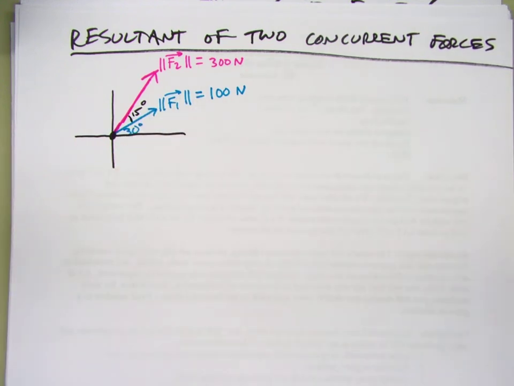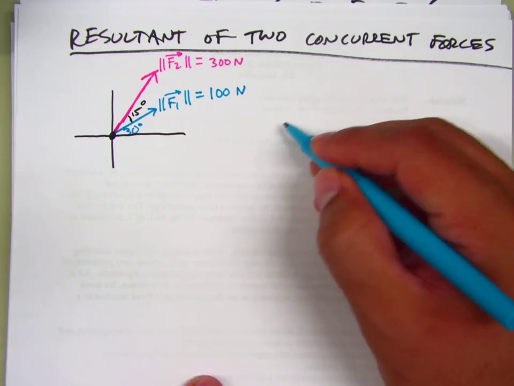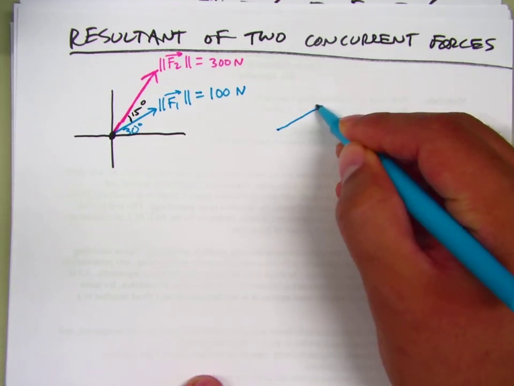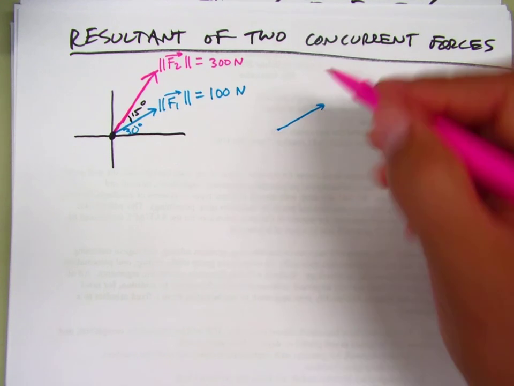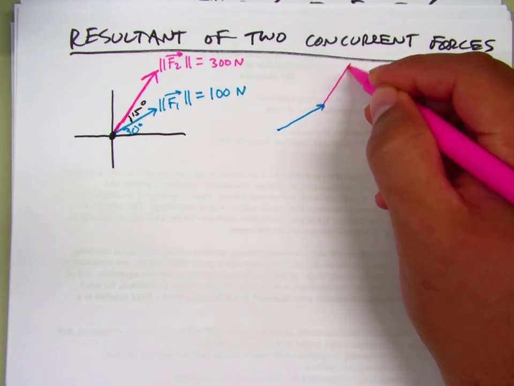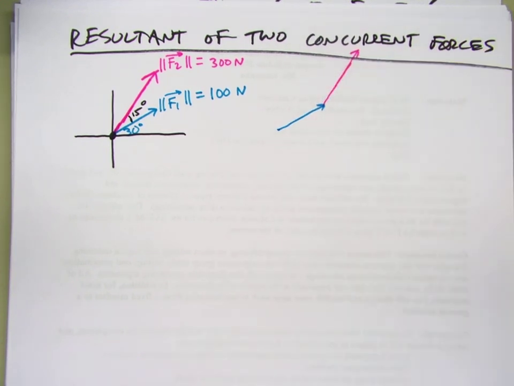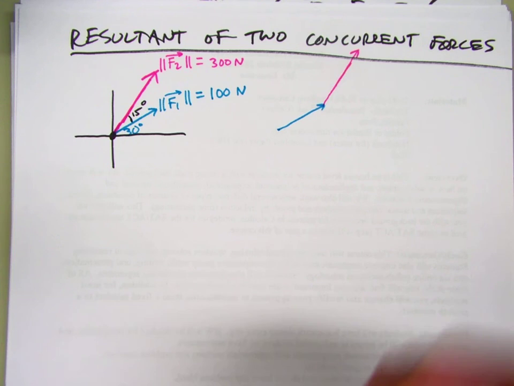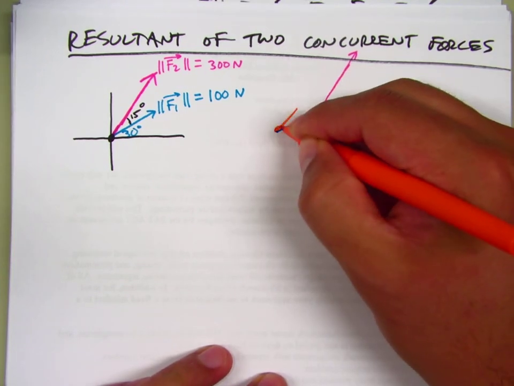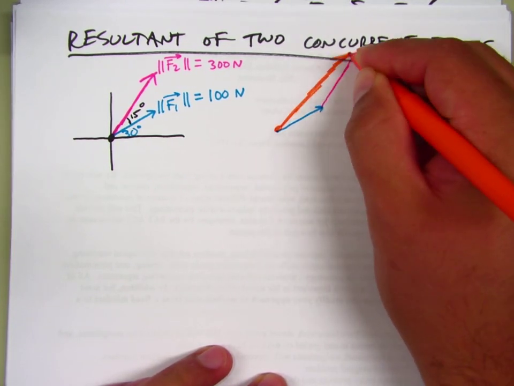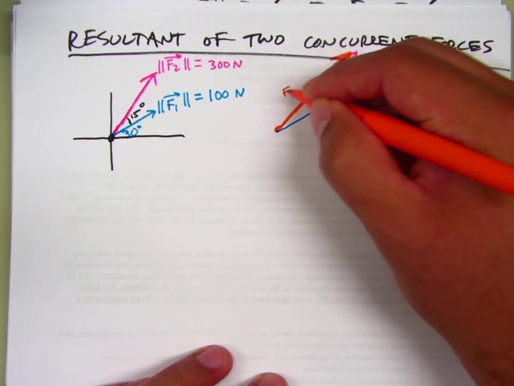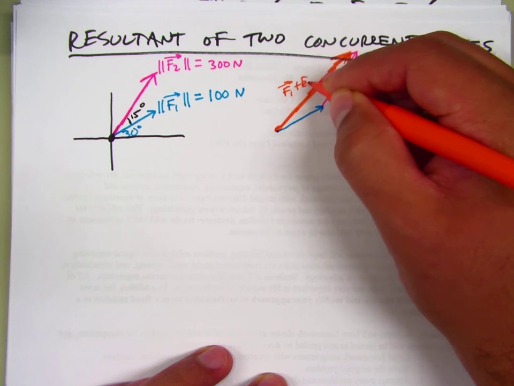Okay, so if you actually drew, here's F1, and then you connected F2 with it, here's what we're looking for. We're trying to figure out what this vector is. This is F1 plus F2 right here.